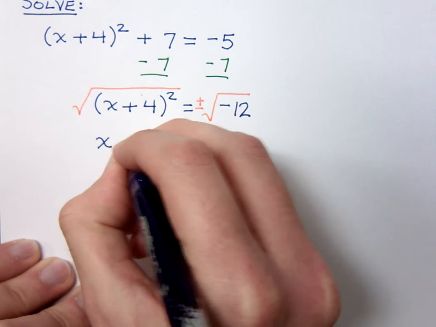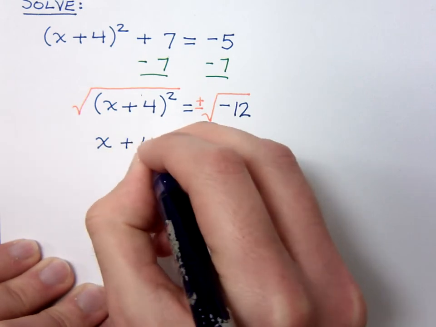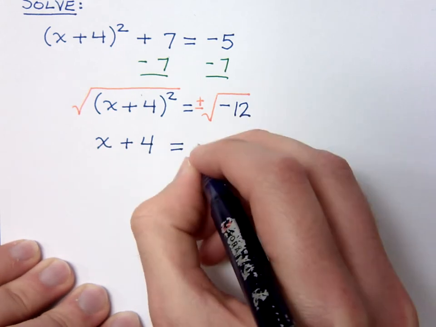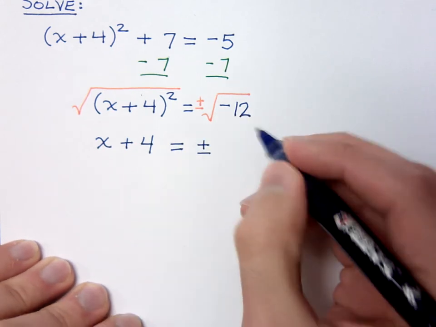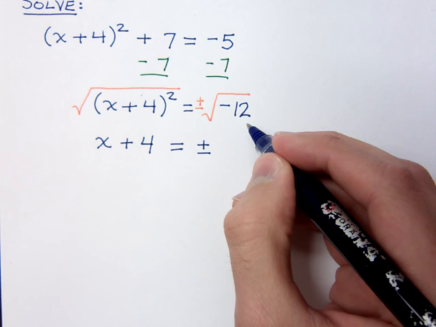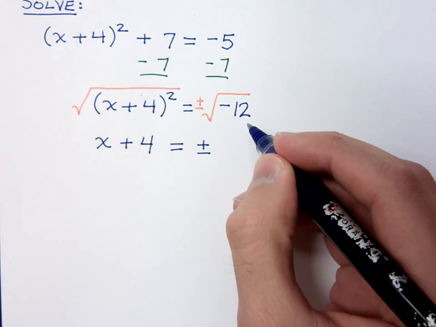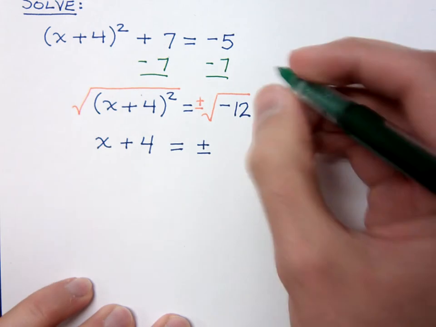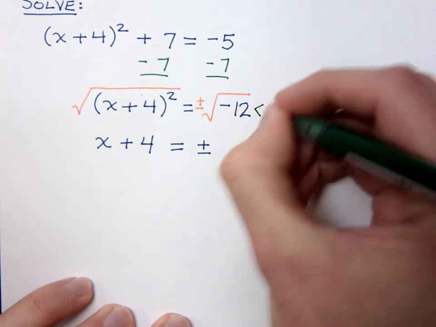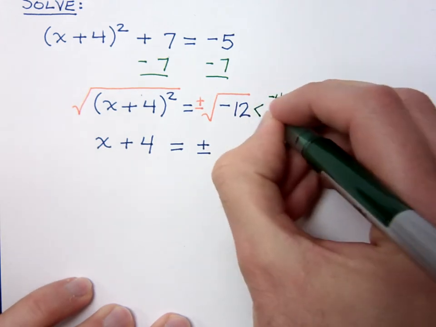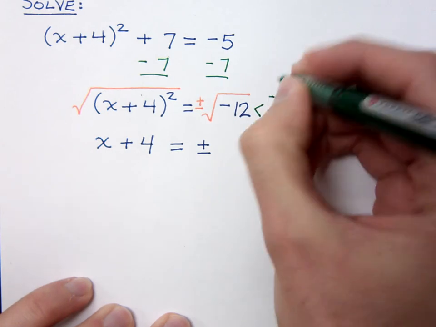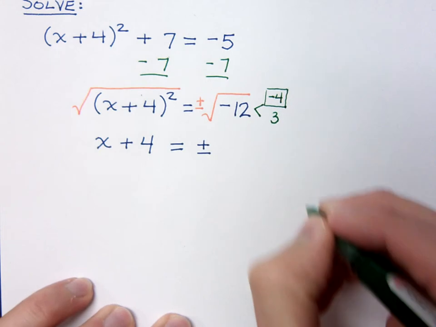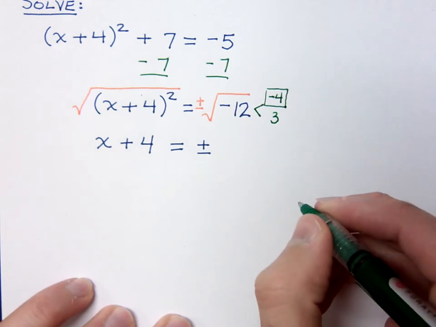On the left side, we use the square root to cancel the squares, so now we have just x plus 4. On the other side, we have plus or minus, and now we've got to take this radical, this square root of negative 12, and figure out how we're going to reduce this guy. Well, we can break down the negative 12 to be negative 4 times 3. Now the reason I put this negative with the 4 is to remind us that we're going to have to pull an i out of this guy.